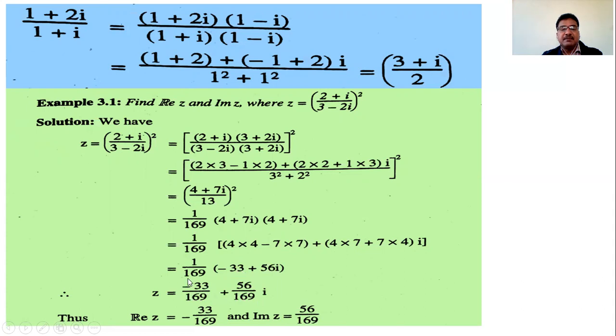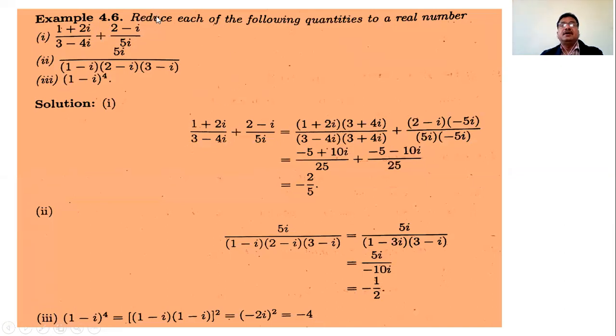So this is the real part, minus 33 by 169, and the imaginary part of the number z is what? 56 divided by 169.